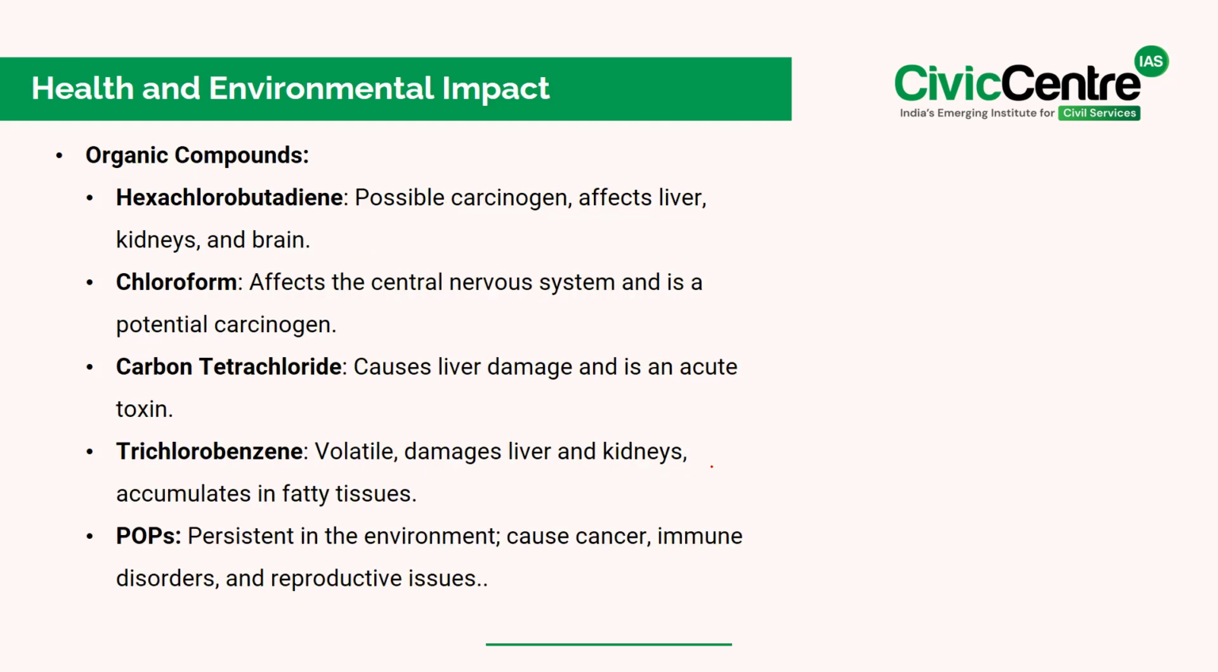Then what about the effects of the organic pollutants? Firstly, we have hexachlorobutadiene, which is a possible carcinogen and affects the liver, kidneys and brain. Then chloroform affects the central nervous system and is a potential carcinogen. Thirdly, we have carbon tetrachloride, which causes liver damage and is an acute toxin. Then we have trichlorobenzene, which is volatile, damages the liver and kidneys and accumulates in the fatty tissues. And lastly, we have persistent organic pollutants, which are persistent in the environment and can cause cancer, immune disorders, and reproductive issues.